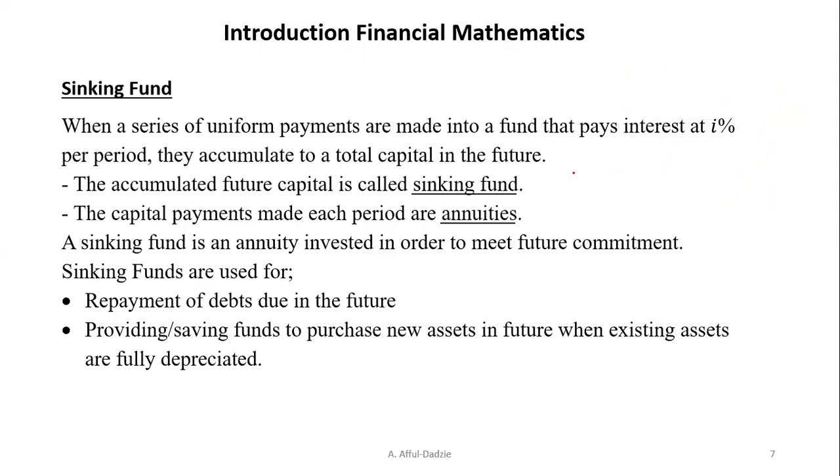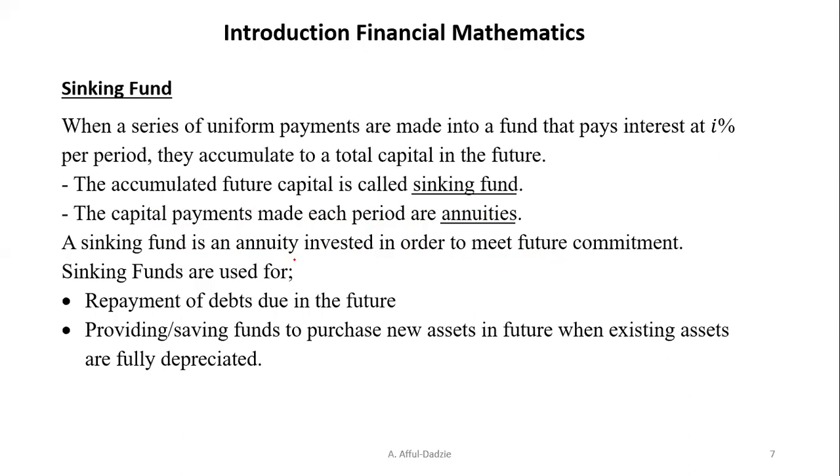So for the sinking fund, the accumulated future capital is what we call the sinking fund. It's like, so you see, you are just sinking your money. The money is just going into the sink. One day when the sink is choked, you open it and you take out everything in the sink, and whatever is there is the total bulk of things stuck up in your sink. So the capital repayments made for each period are annuities. The sinking fund is an annuity invested in order to meet a future commitment.